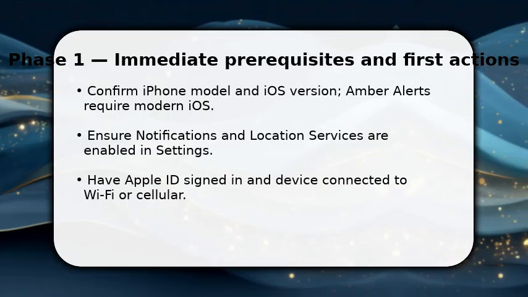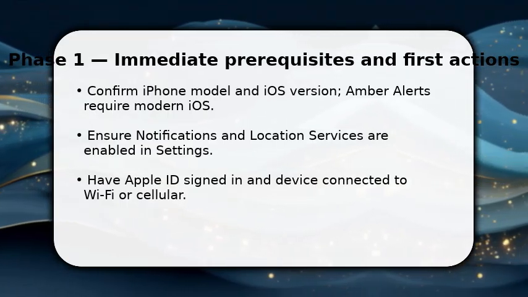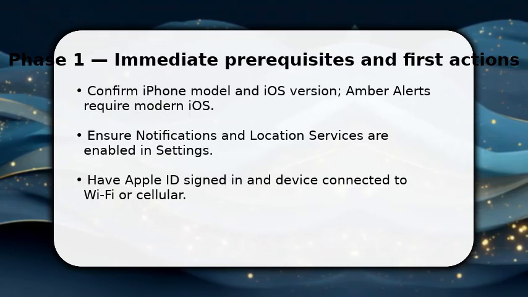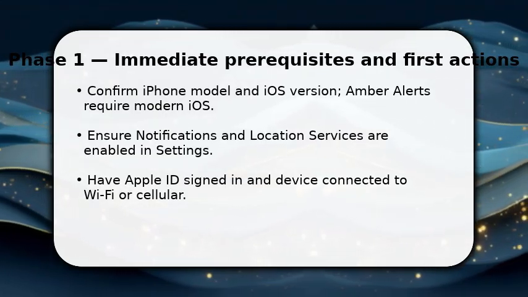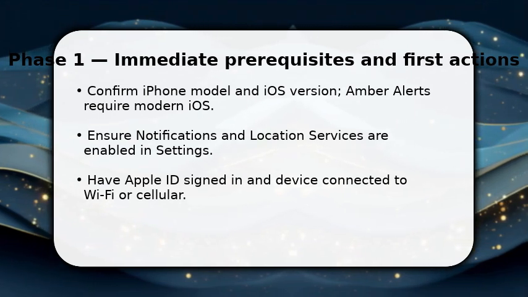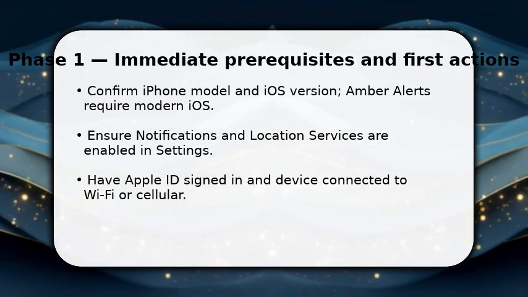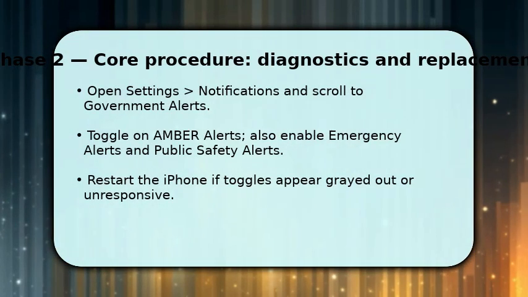Next, sign into your Apple ID and connect to Wi-Fi or cellular. Otherwise, the alert may not download. Now open Settings and get ready to navigate to notifications. This is the first actionable area to change. You're now enabling the alerts themselves.